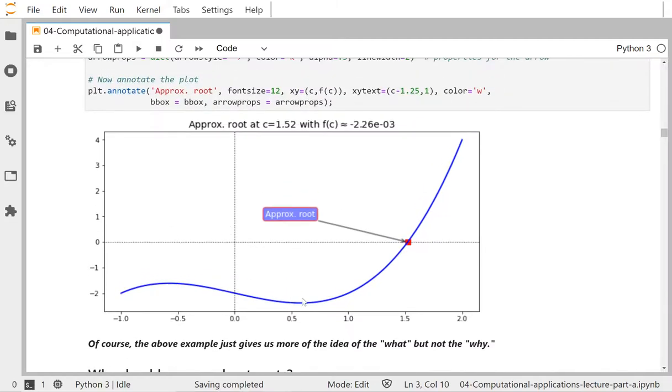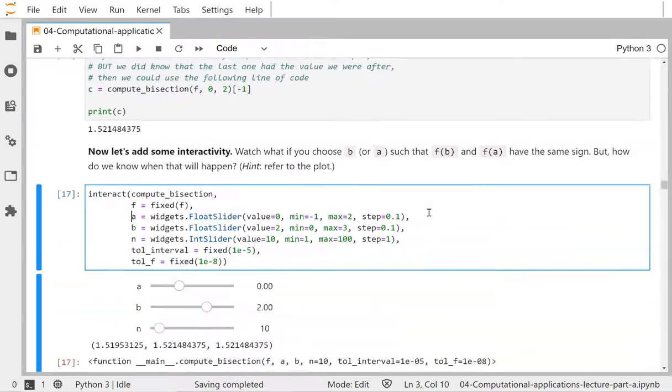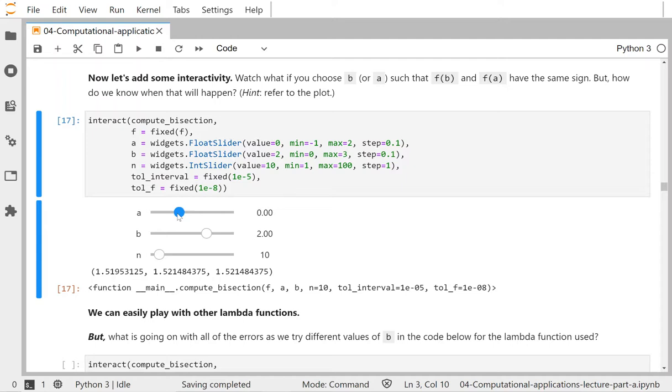So I happen to know, by looking at this graph, that if I give an A value, or a B value, that's less than 1.5, along with an A value that's less than it, both function values will be negative. Where if B is greater than that 1.521 value and so is A, both the function values will be positive. So let's look at what happens when that occurs.